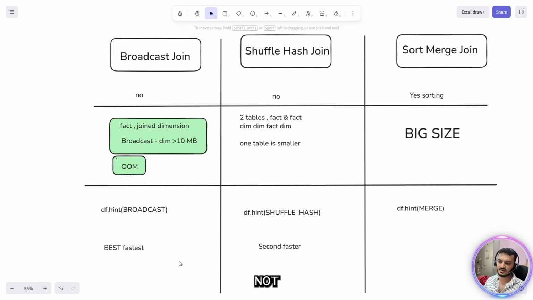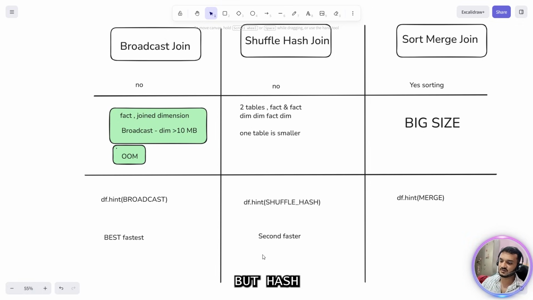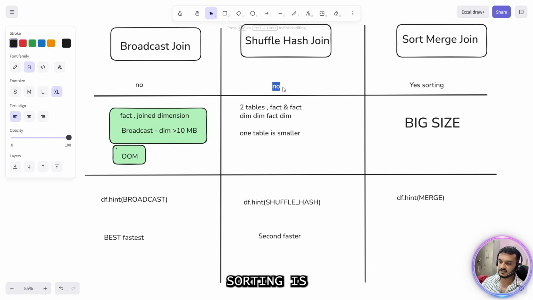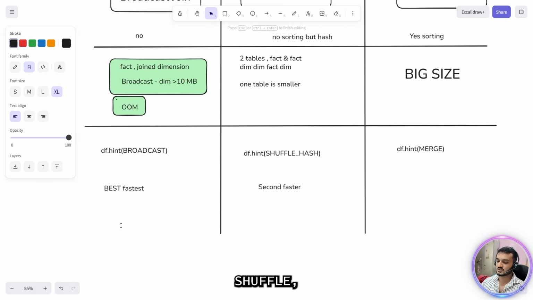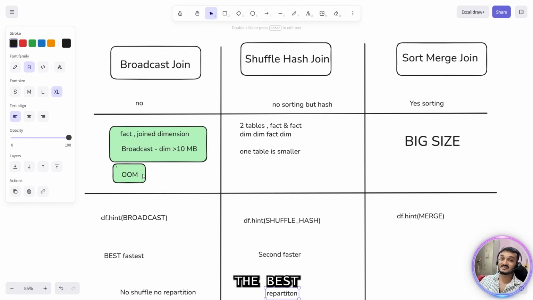Okay. And sorting is not required here, but hash is required. Keep it in mind: no sorting, but hash. And one more difference you can write is no shuffle, no repartition. This one requires repartition. This requires shuffling, sorting, repartitioning, everything. And since repartitioning is coming over here, shuffle is also required over here. So that's why the broadcast is the best thing to use.